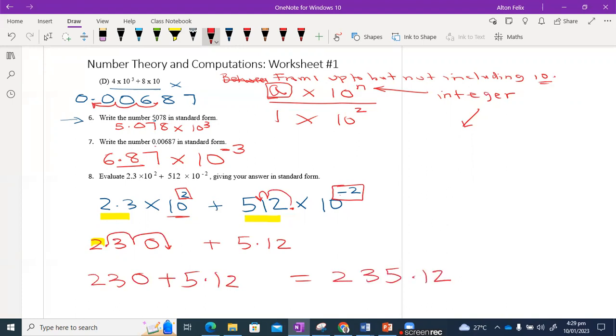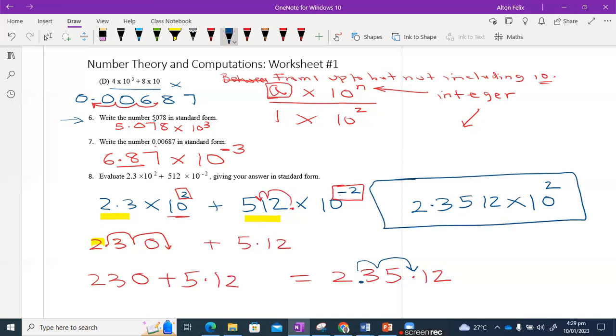And that will give us 235.12. Now, this is not in standard form. If we are writing this in standard form, you position the point so that this number is between 1 and 10. So it's 2.3512. And then you count the number of places you'd like to move it to get back the original number. Notice you're moving 2 places to the right. So in standard form, your answer will be 2.3512 by 10 raised to the power 2. So that is important. That's how you work your standard form.